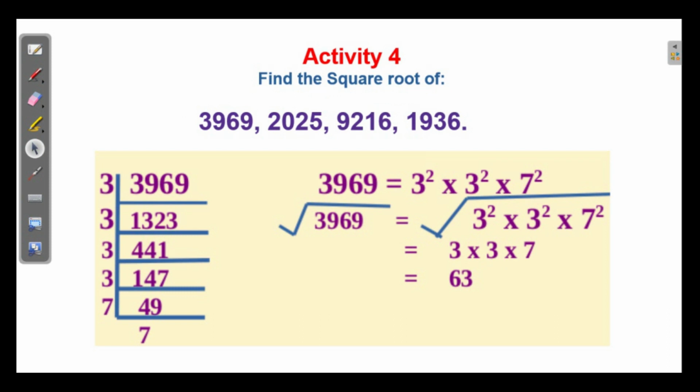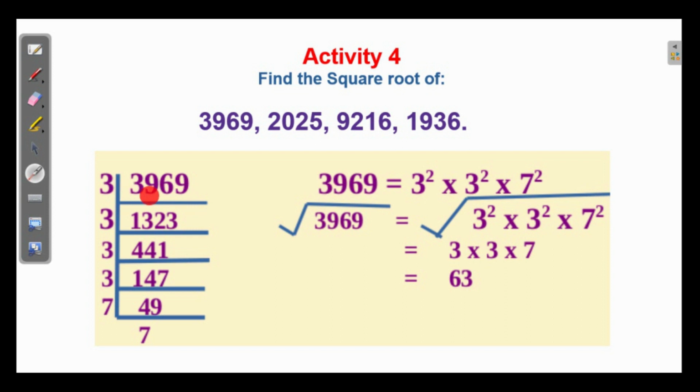Find the square root of 3969. We use prime factorization method to find the square root of numbers. Here, 3969. First we will consider 2. But here 2 is not a factor. It is not an even number. So, let us see whether 3 is a factor or not.